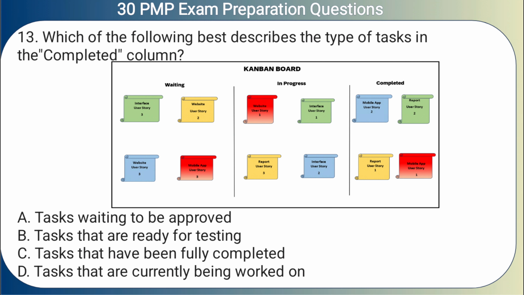Question 13. Which of the following best describes the type of tasks in the completed column? A. Tasks waiting to be approved. B. Tasks that are ready for testing. C. Tasks that have been fully completed. D. Tasks that are currently being worked on.